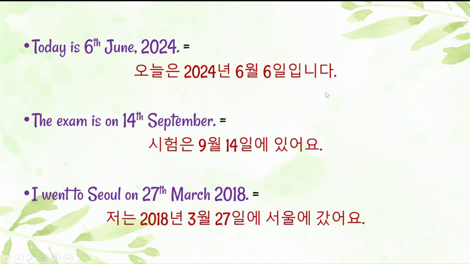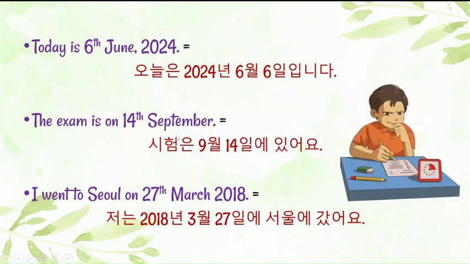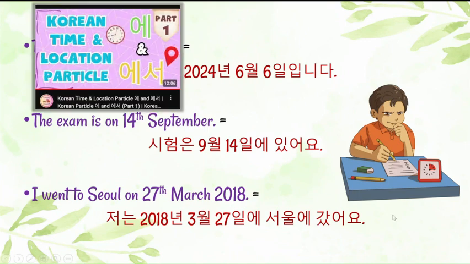Alright, next example is the exam is on 14th September. In Korean it is going to be 시험은 9월 14일에 있어요. 시험 stands for exam and 14th September is 9월 14일. 에, if you don't know, is a Korean particle that denotes a specific time at which an action occurs. So if you want to know about 에, you can go and watch the YouTube video on my channel where I have discussed the usage of Korean particle 에 as a time particle. 있어요 is the present tense conjugation of the verb 있다 in the informal form of conjugation.